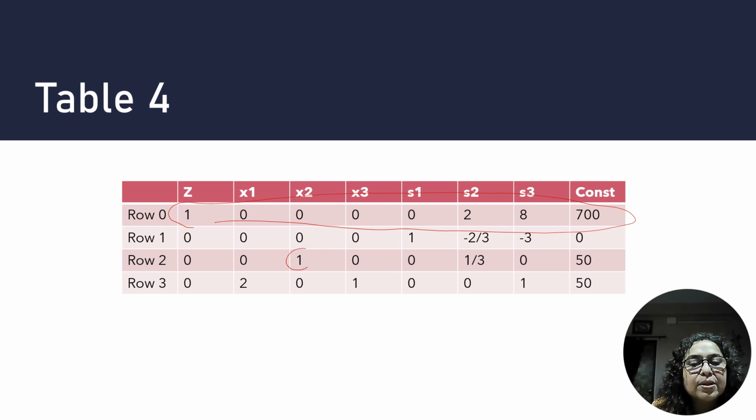So our final solution that we have got here is x2. As you can see, this is 1. So we know x2 is equal to 50, x3 is equal to 50, and x1, of course, is out of the basis, so x1 is equal to 0. So here we can see S1 is equal to 0 and Z is equal to.